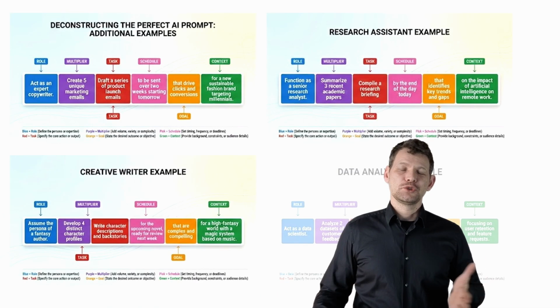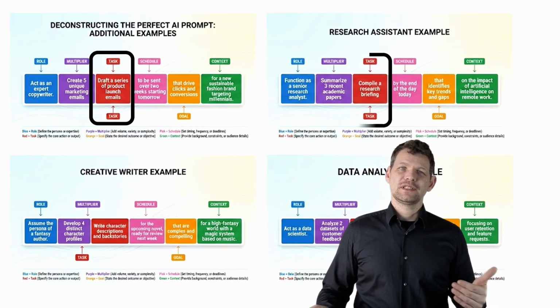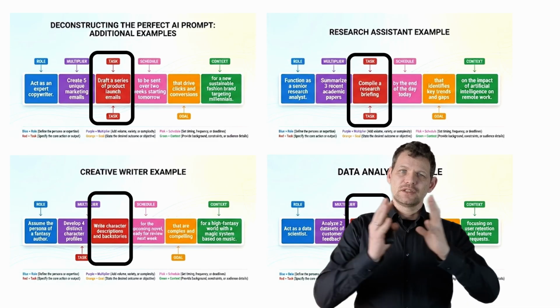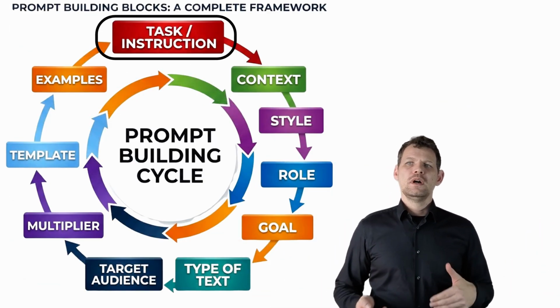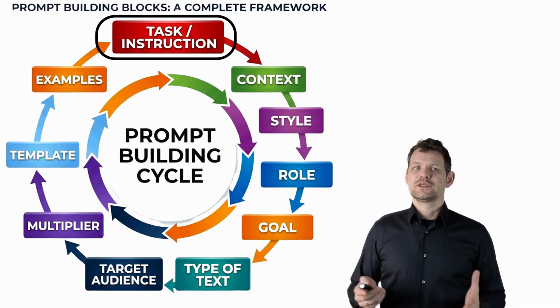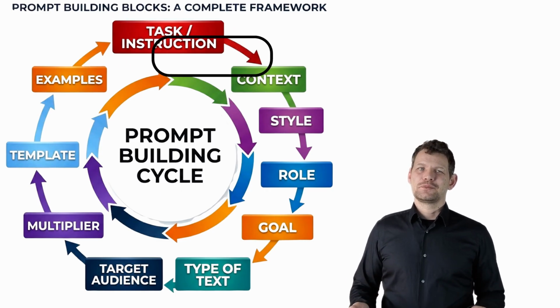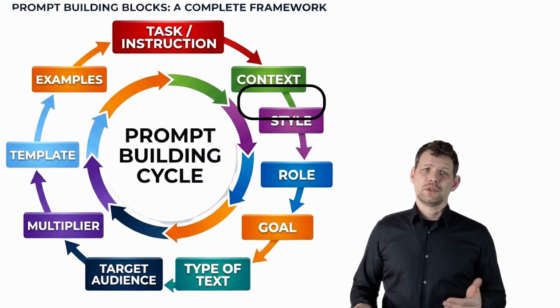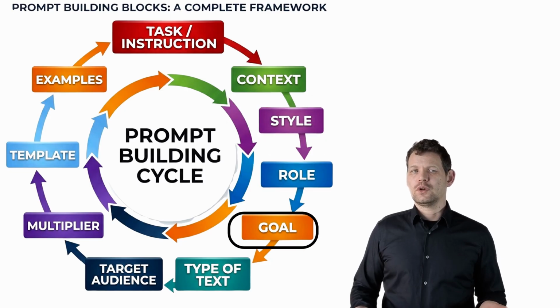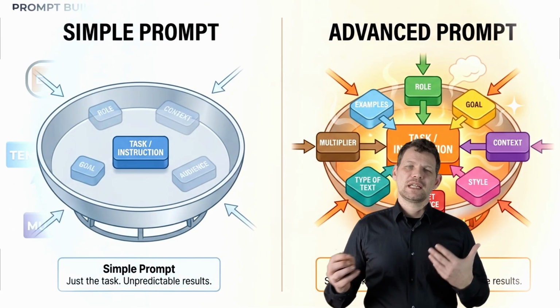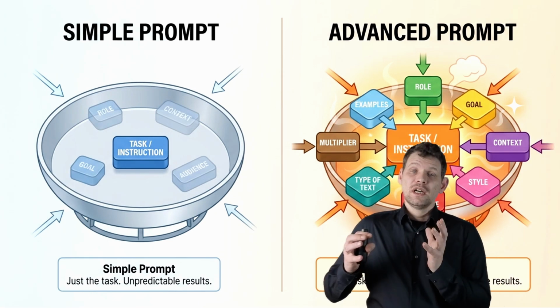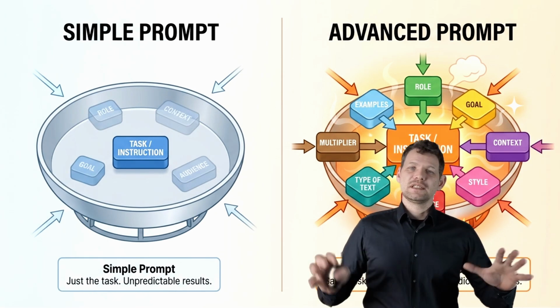So that is how you structure a prompt, right? So you have the task, the original thing, and then you spread the things out depending on what you want. And the more of these and similar ones you can put in, the better result you will get out of these language models. Context, style, role, goal, type of text, target audience, multiplier, template, example. It's the same. It doesn't matter if you're creating images or you are using ChatGPT, this is the structure, right?